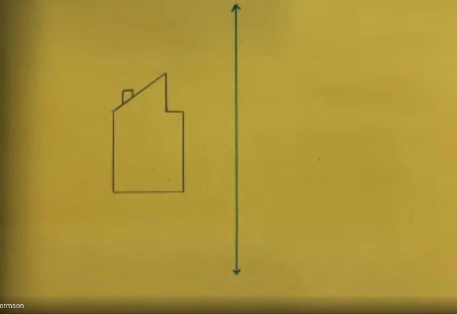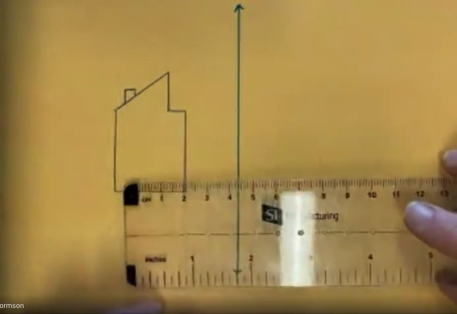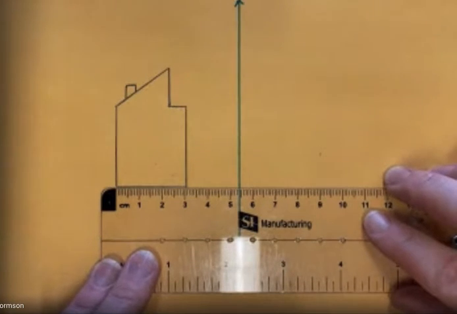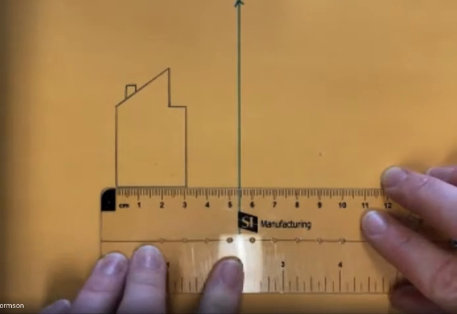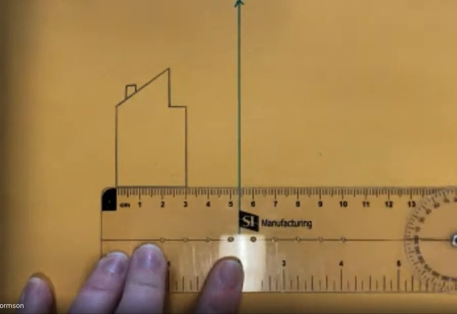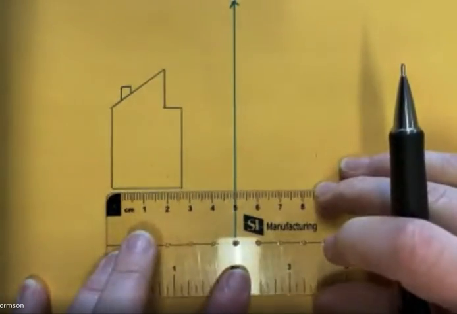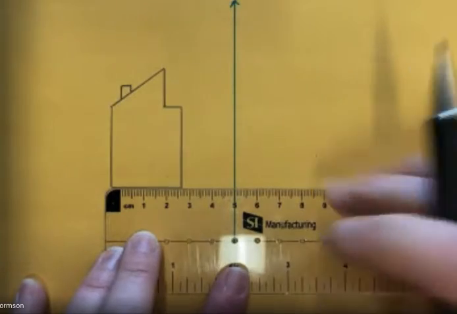So we can reflect in a couple of different ways. This is a pretty intricate design, so this would not be my preferred method using an angle ruler, but you could do it. Essentially, I would be looking at every single one of these points on this shape, and looking at where it is in comparison to the line of reflection.